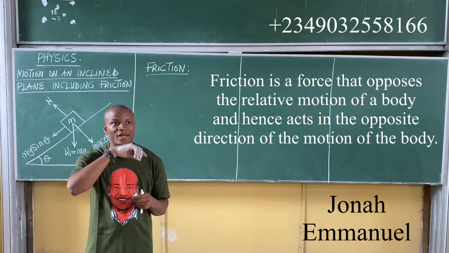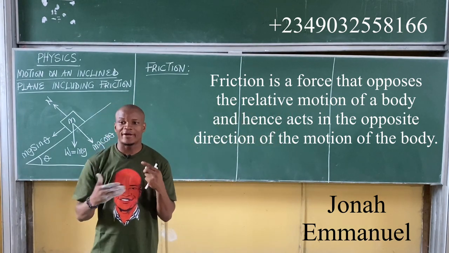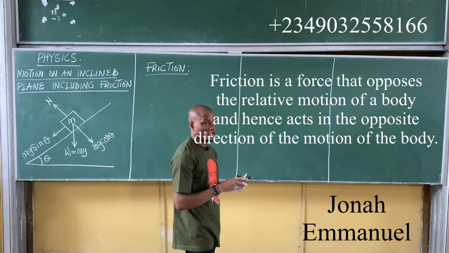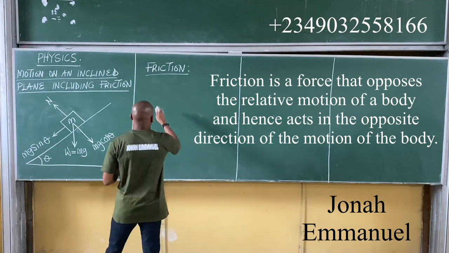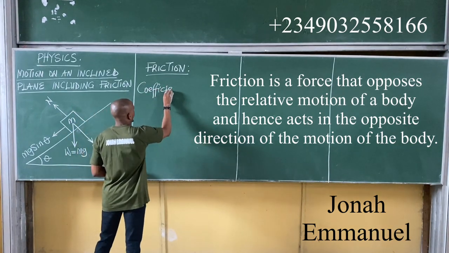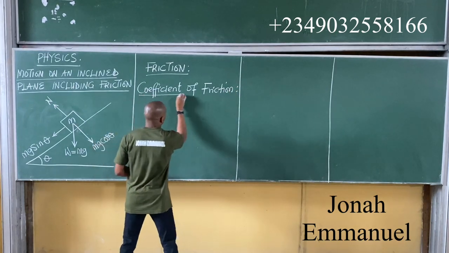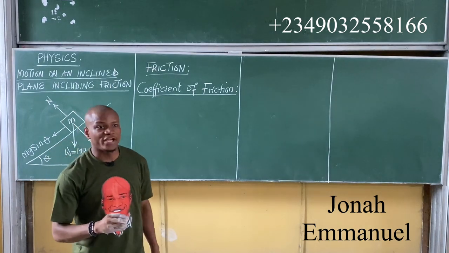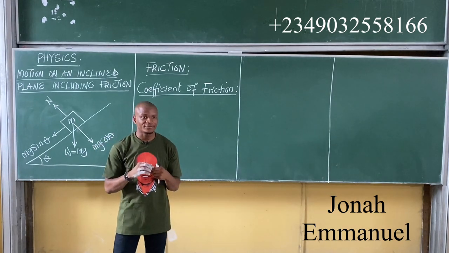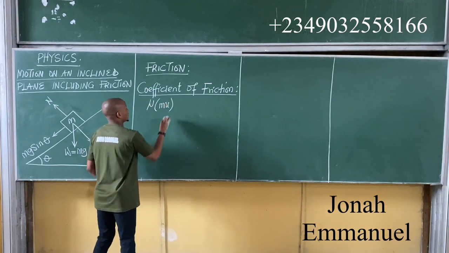Full stop. And hence acts in the opposite direction of the motion of the body. Next up, coefficient of friction. The coefficient of friction is represented by the Greek symbol mu.